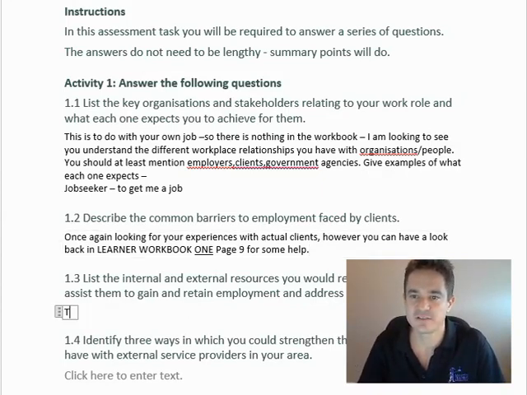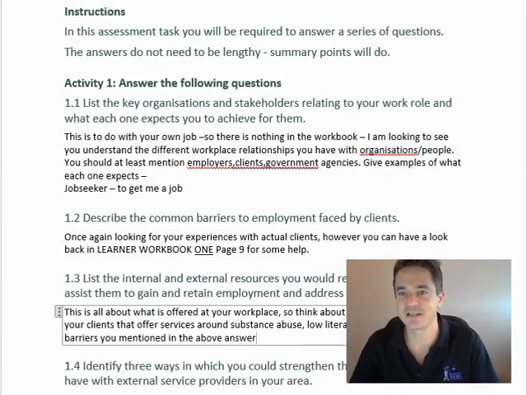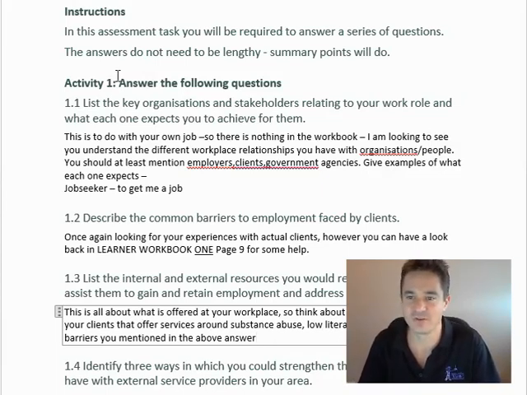Okay, so list internal and external resources you refer a client to as your system. So these might be brochures that you've got sitting there in your office that are providing services like emergency housing or substance abuse or low literacy and numeracy and so on. Any of the barriers that you might have mentioned in here, what services do you use when you're trying to assist a job seeker to work on those barriers?